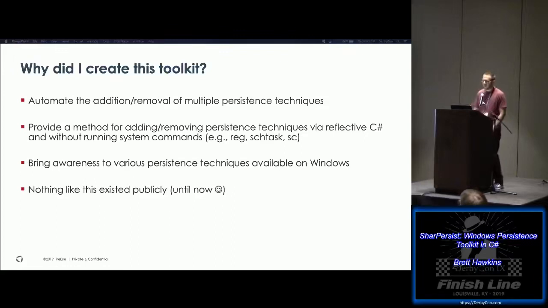So first off, why did I create this toolkit? I wanted to automate the addition and removal of multiple persistence techniques, specifically with reflective C#, without having to rely on PowerShell or using built-in system commands like reg and schtasks and sc. I definitely, as a red teamer, try to stay away from PowerShell as much as possible. And also, I wanted to bring awareness to the various techniques that are available on Windows. And nothing like this existed publicly until now.